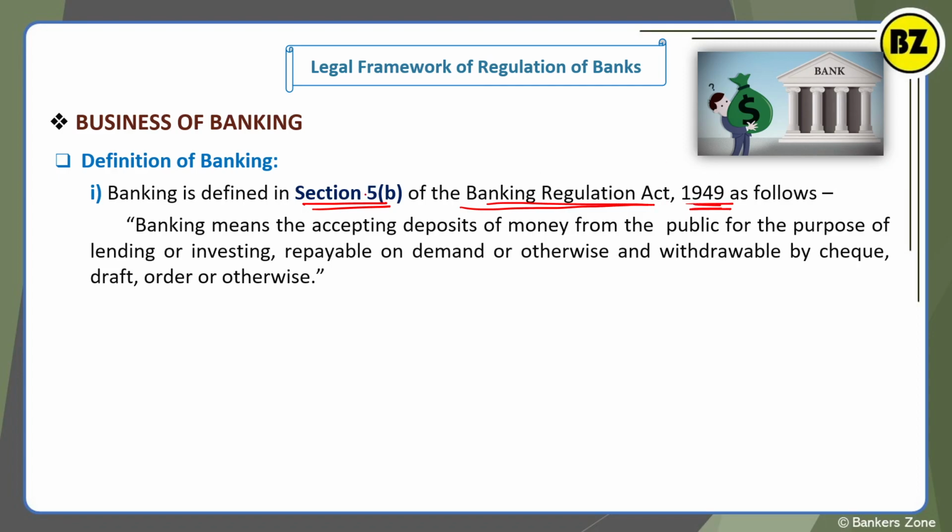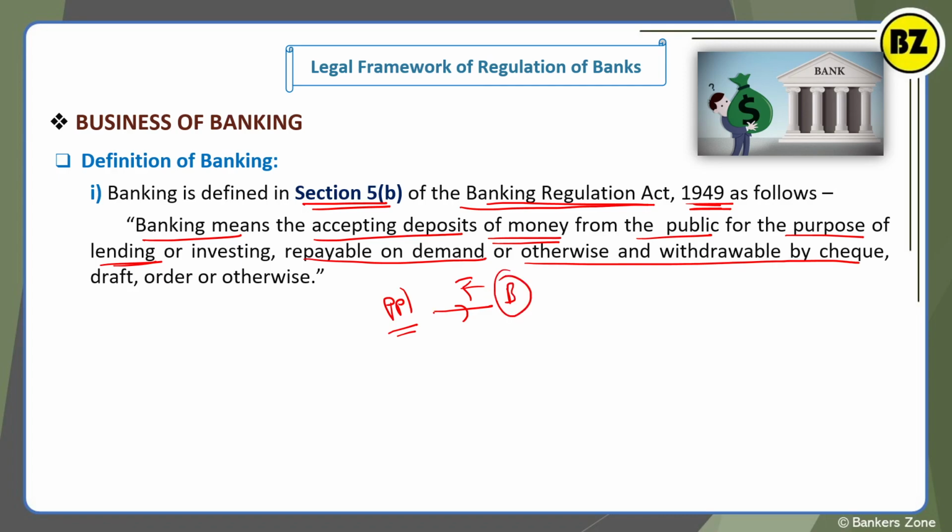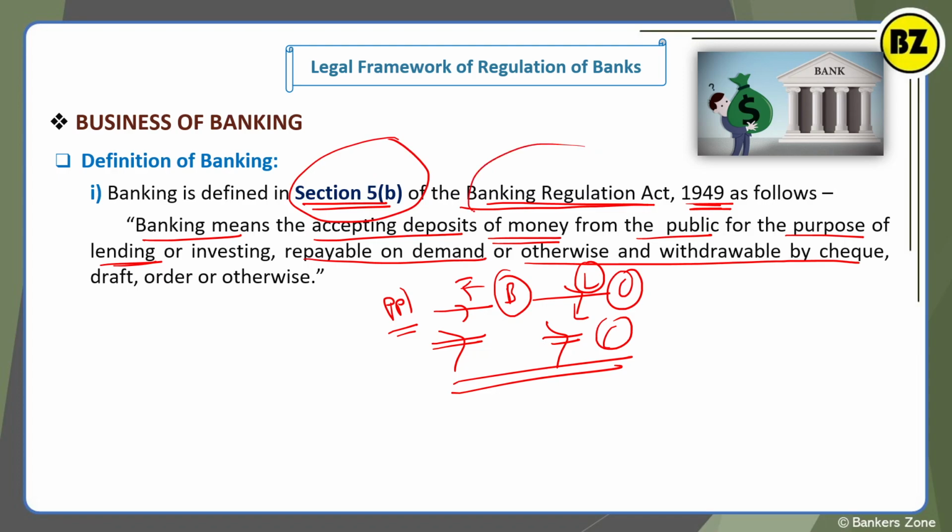What do you mean by banking? Simply, banking means accepting deposits of money from the public for the purpose of lending or investment, which are repayable on demand, otherwise withdrawable by cheque, draft or otherwise. Simply, the bank takes money from the people, and the same money the bank lends as a loan to its customers. So taking money from the public and giving that money as a loan to the public is, according to section 5(b) of the Banking Regulation Act, banking.